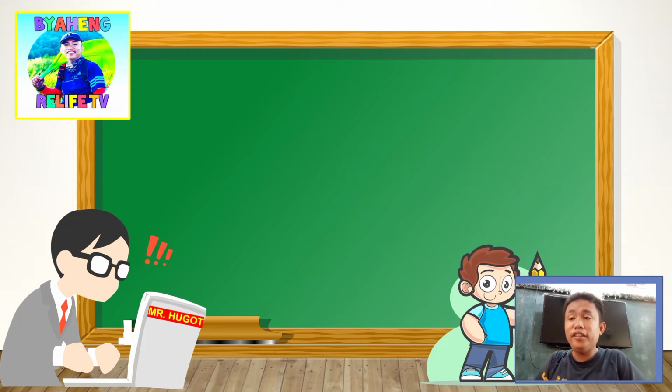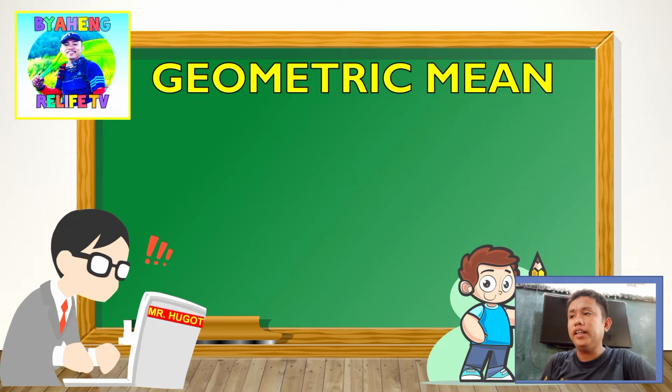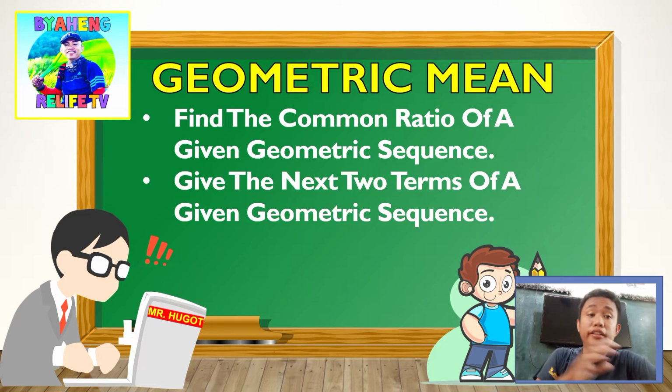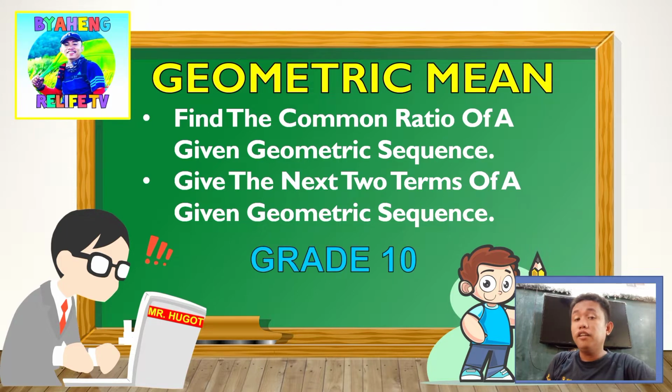And let's have our discussion about geometric mean. So ang ating objective for this video is to find the common ratio and also to find the next two terms, or by identifying kung ano ba yung term base din sa number of terms na hinahanap natin. Okay? This will be part of Grade 10, first quarter. Let's have our discussion.